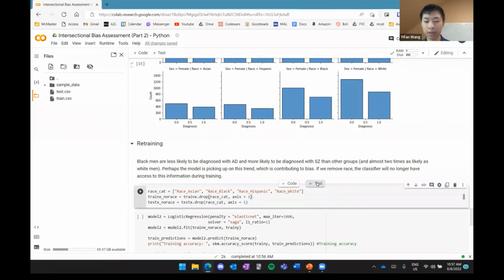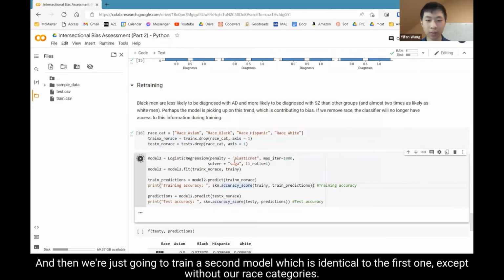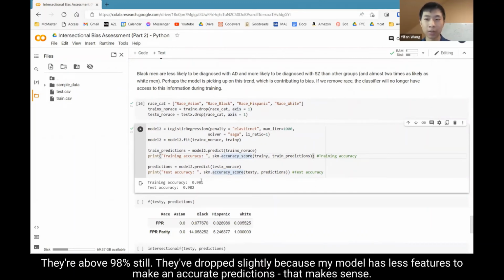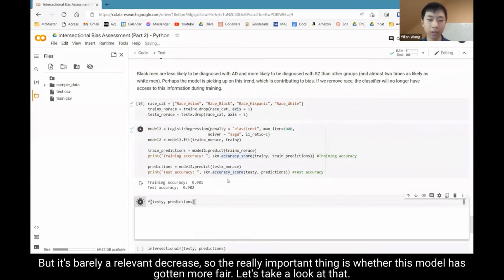So the first thing we're going to do is define and drop our race categories that were encoded by my one-hot encoding. And then we're just going to train a second model, which is identical to the first one, except without our race categories. And if we look at our accuracy scores, we see that they're still pretty high. They're above 98% still. They've dropped slightly because my model has fewer features to make accurate predictions. That makes sense, but it's barely a relevant decrease. So the really important thing is whether this model has gotten more fair. And let's take a look at that.